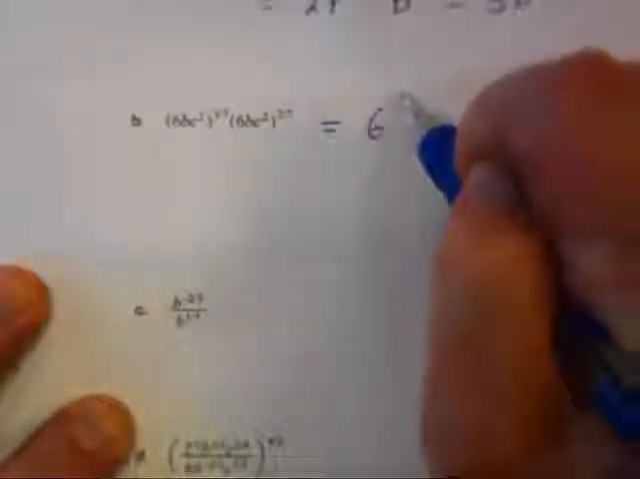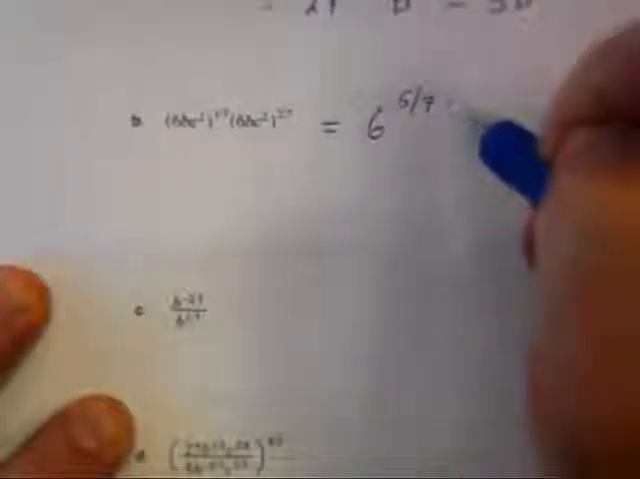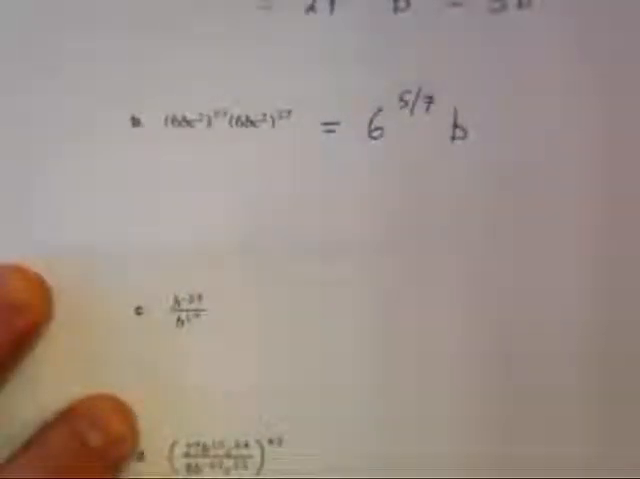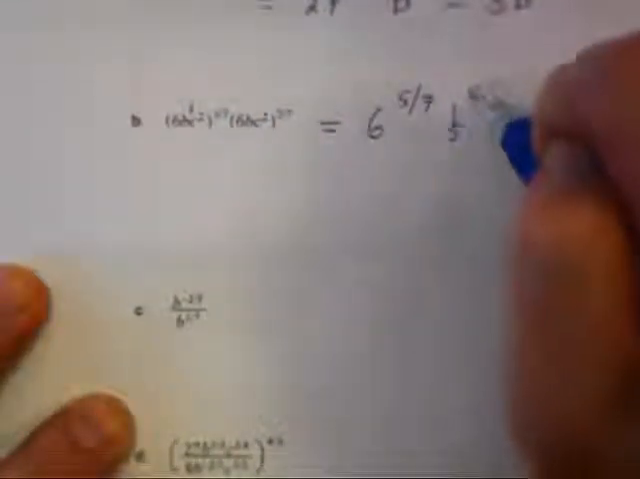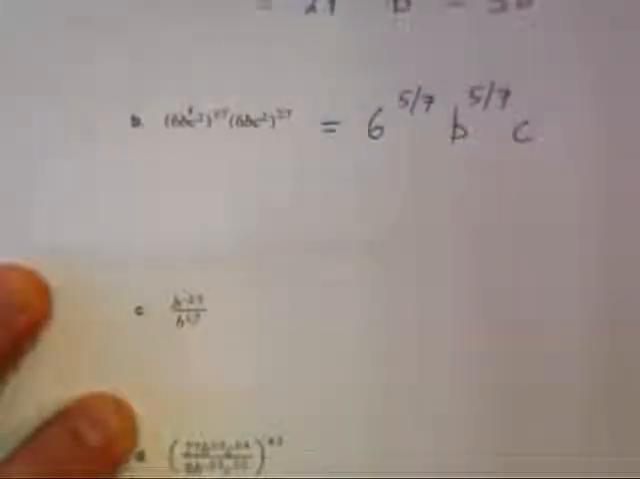All right, so I'm going to have 6 to the 5/7. B to what power? 5/7, because you multiply your powers. The power here is a 1. 5/7 times 1 is 5/7. C to the what power? 10/7. You take 5/7, you multiply by 2. Think of 2 as 2 over 1. You multiply tops, multiply bottoms. C to the 10/7.